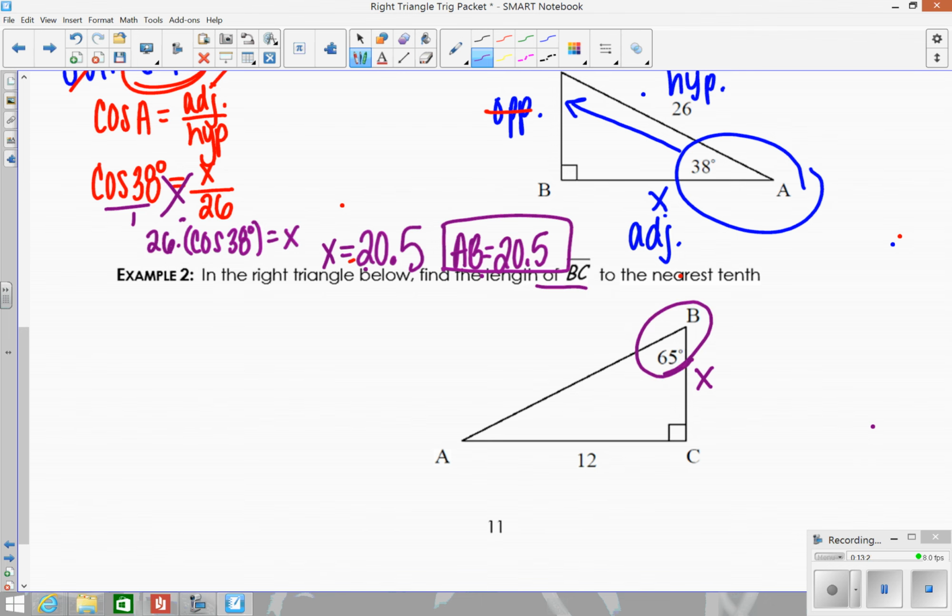So then from there, we're going to identify what's the opposite side. So it's always the side across from that. The adjacent will be the side next to it.